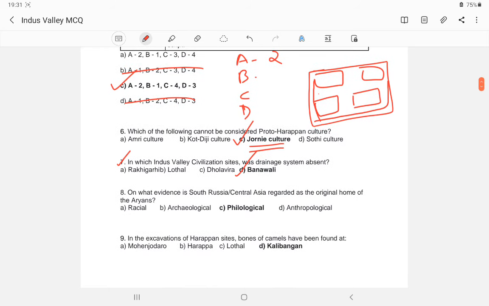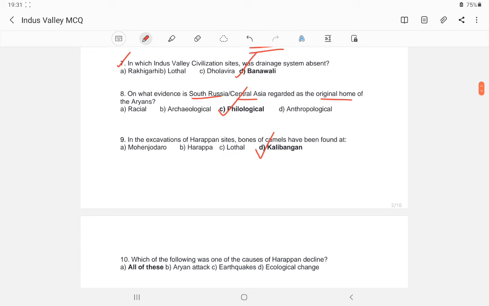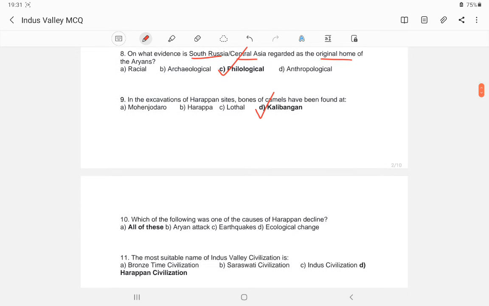On what evidence are South Russia and Central Russia regarded as the original home of the Aryans? It's philological. On the excavation of Mount Jodar sites, bones of camel are found at Kalibangan, and horse bones at Surkotada. Next, which of the following is one of the causes of Harappan decline? Aryan invasion, earthquake, ecological change. So it is all of these.